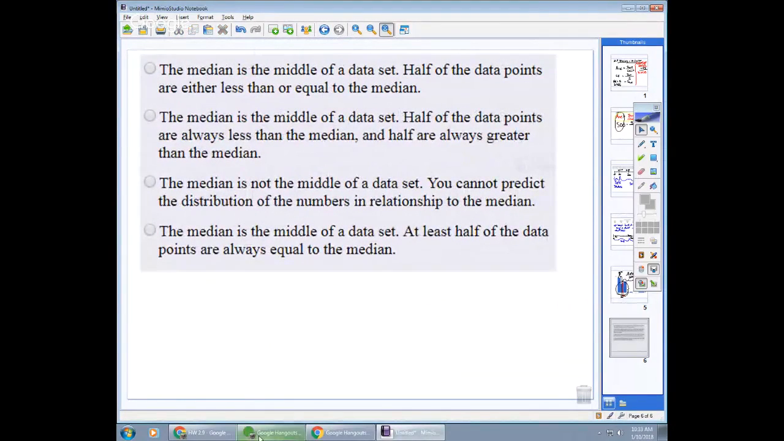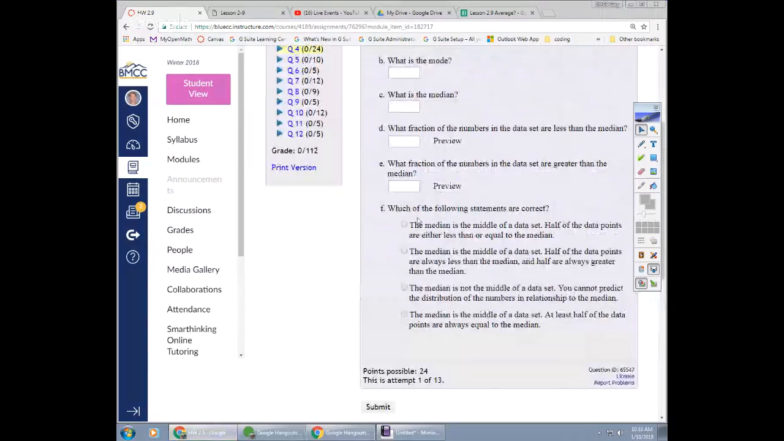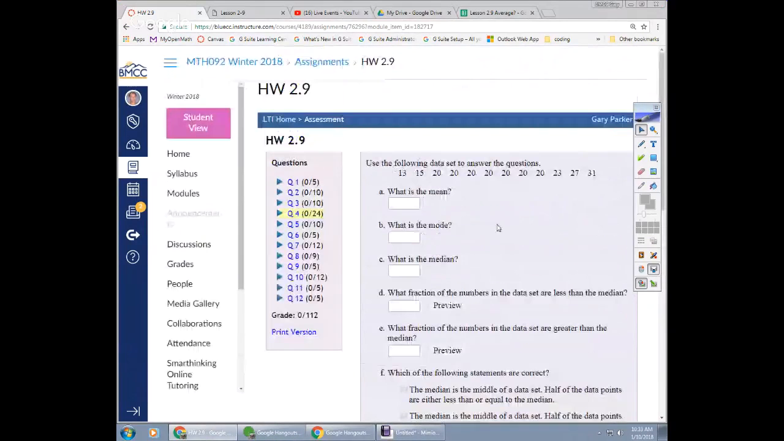All right, so what are we supposed to do here again? Which of the following statements are correct? My recollection is these are just general statements. The data here is just something to look at to help figure it out.